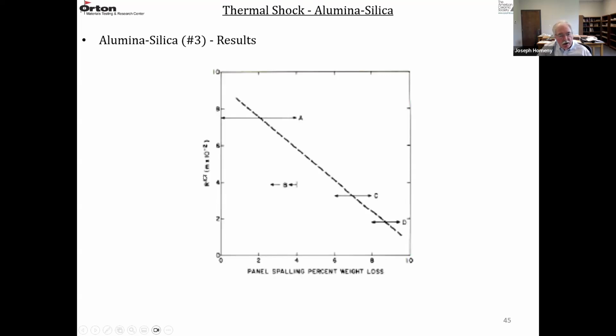So they plotted R4 prime versus this panel spalling weight loss. So R4 prime went from maybe 2 to 8, and the weight loss was from 2 to 10%. Samples A, B, C, and D. And they said, well, there's some correlation here. The higher the R4 prime value, the lower the weight loss in this test.